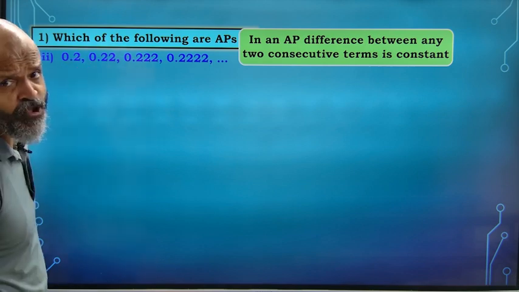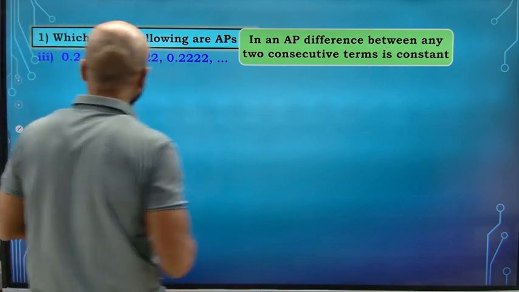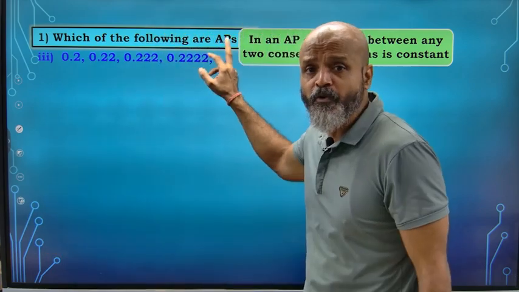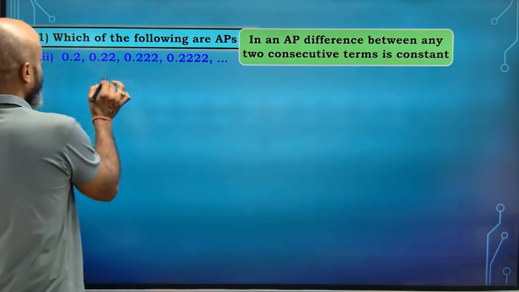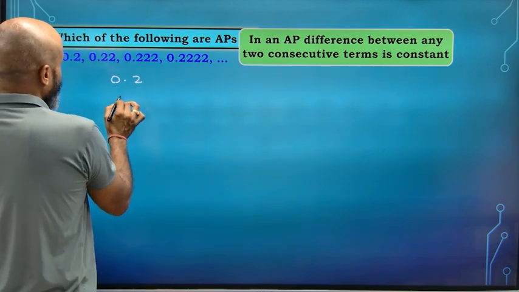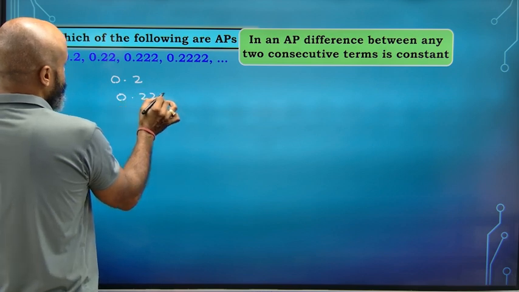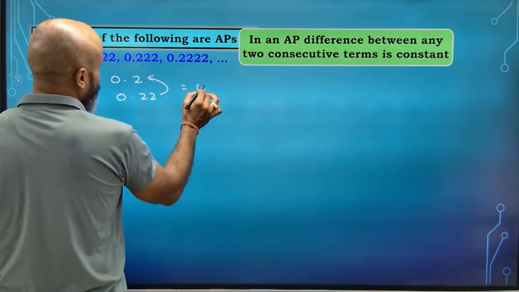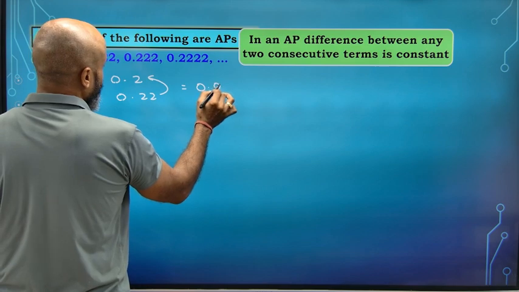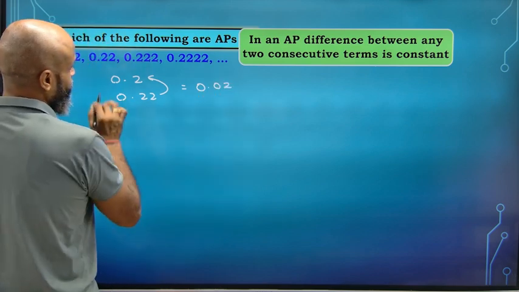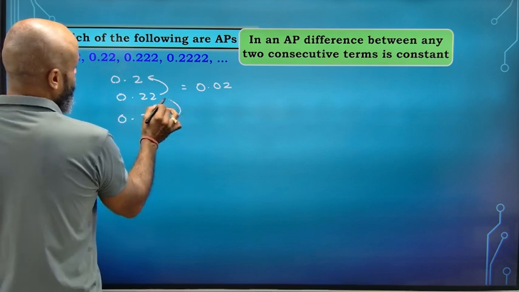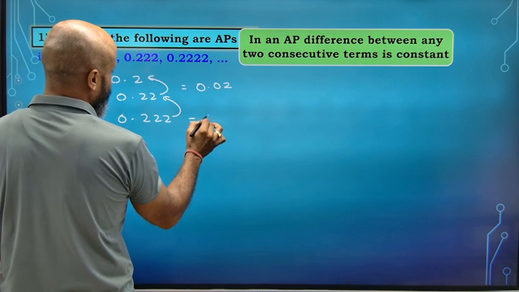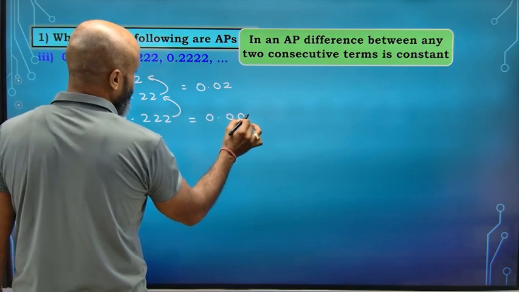Let's say this one: 0.2, 0.22, 0.222, 0.2222. Is this an AP? Let's look at this. We have 0.2 here, we have 0.22. If I subtract this from this, what do I get? 0.02. Then we have 0.222. If I subtract this from this, I will get an answer of 0.002.